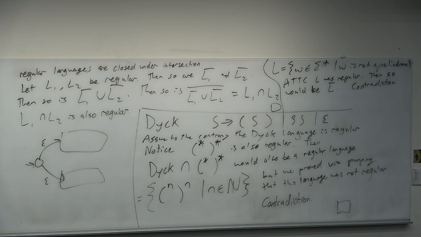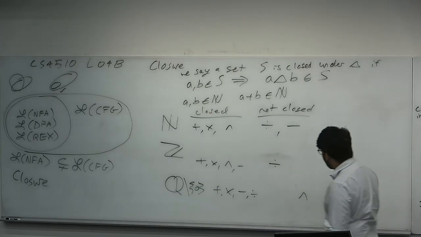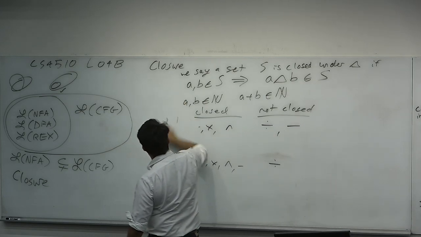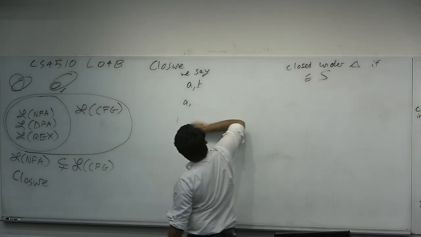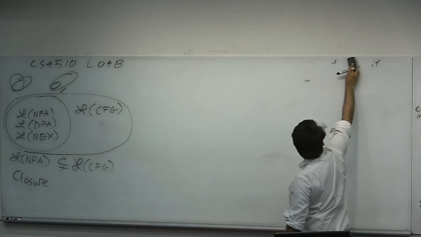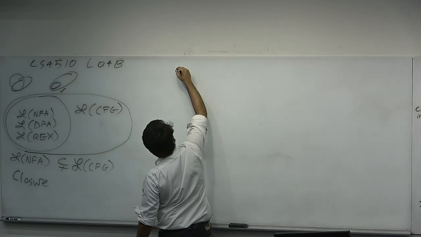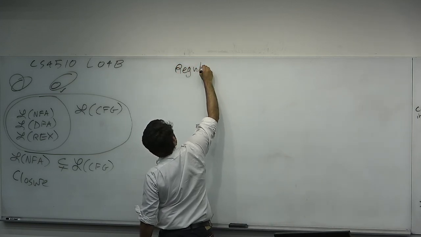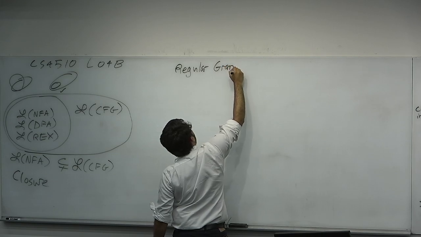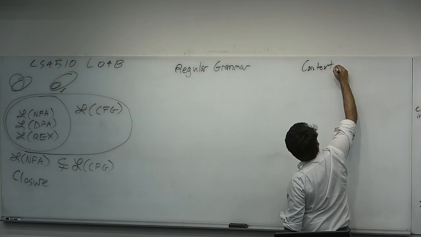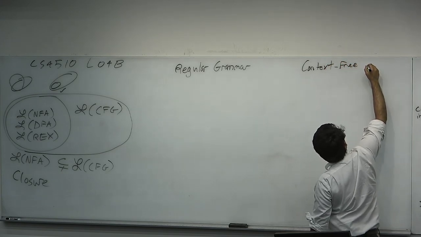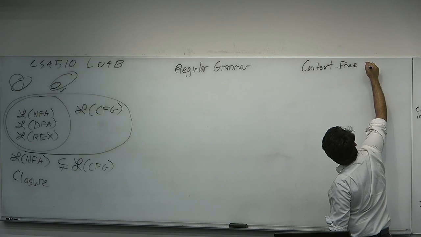Right. Now let's talk about the relationship between the context-free languages and the regular languages. We'll prove this picture, like I promised. So we'll talk about another model of computation called a regular grammar. We just finished the context-free grammars. They produce exactly and only the context-free languages, but you can make a special case of them to only produce regular languages.